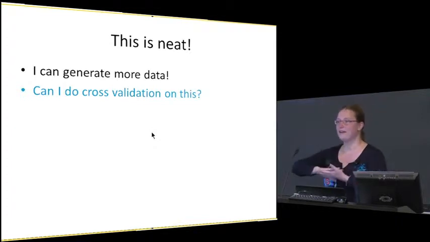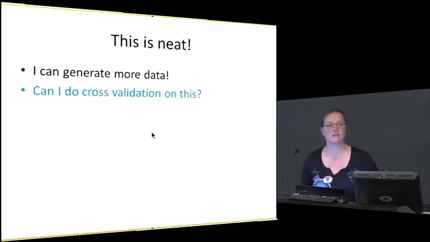So this is really neat, right? I can just generate more data. Can I do cross-validation with this? Like I just generate one data set, and that is my training data set, and then I generate the next data set, and that is my validation data. Then I generate another data set, and that is my test data.